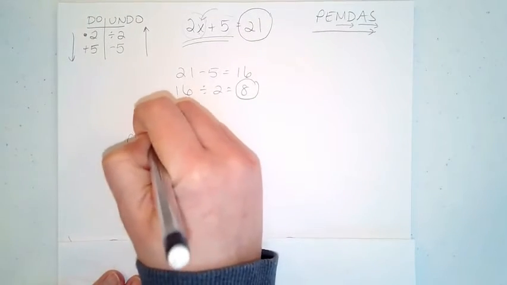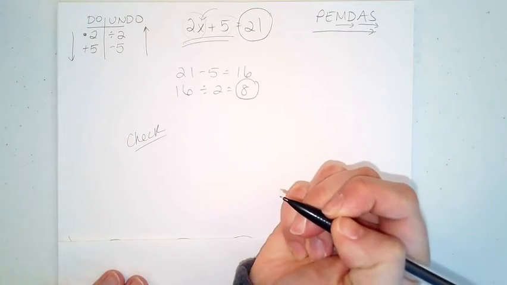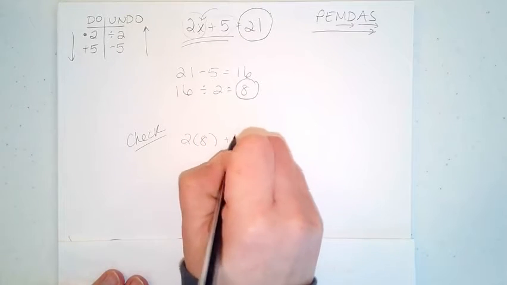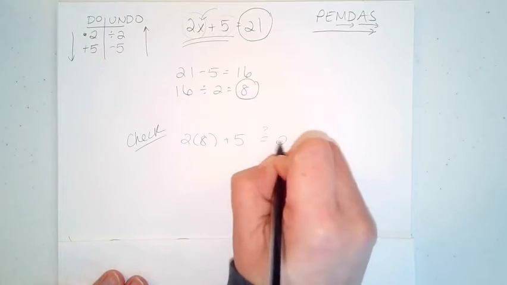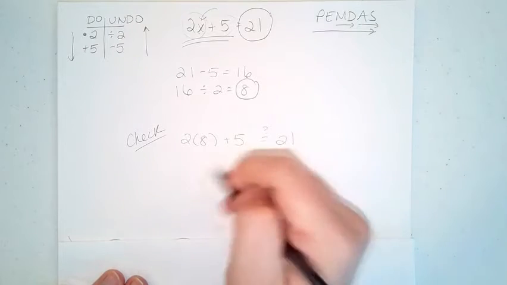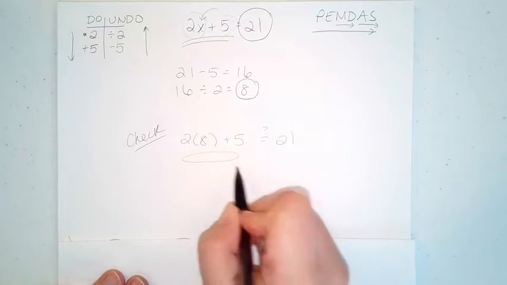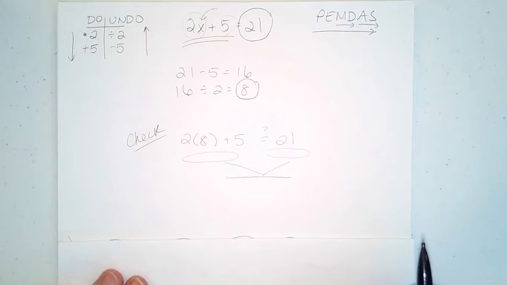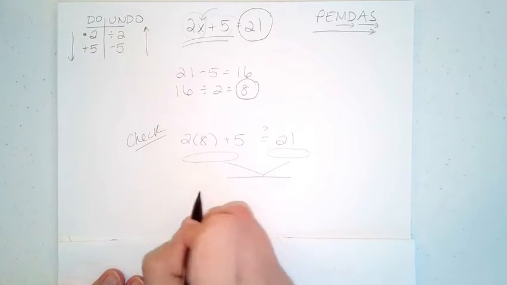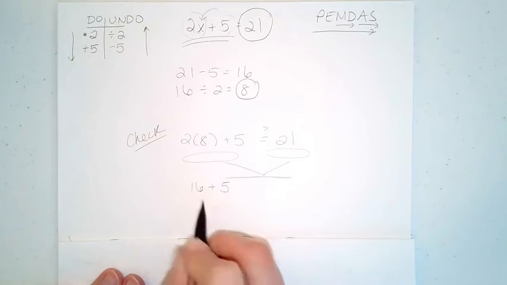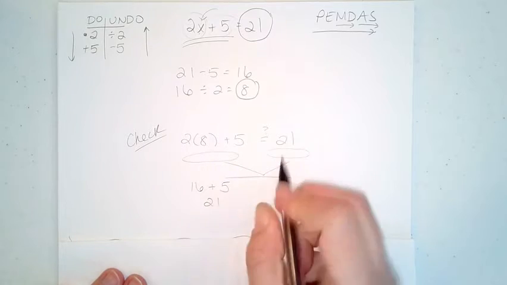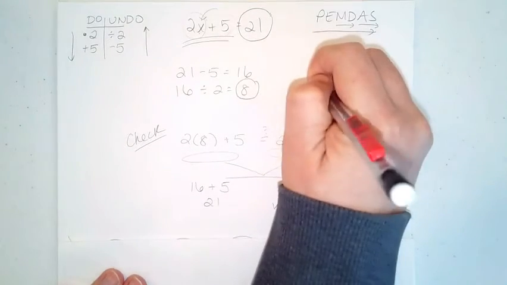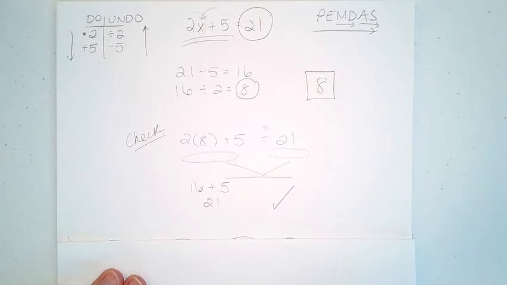And that's a really good habit you want to get into. So 2 times 8 plus 5, does it equal 21? Because it better. This is that balance, right? We've got a balance scale here and a balance scale here, and it's got to remain in balance. So 2 times 8 is 16 plus 5. 16 plus 5, well, that is 21, and so it works. So our final answer is 8.